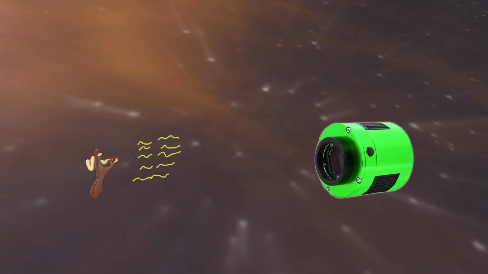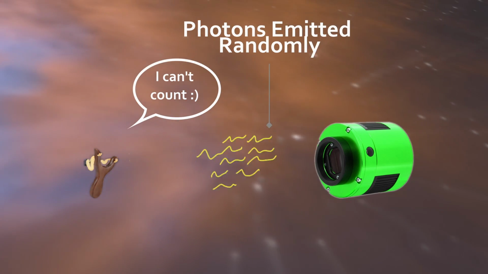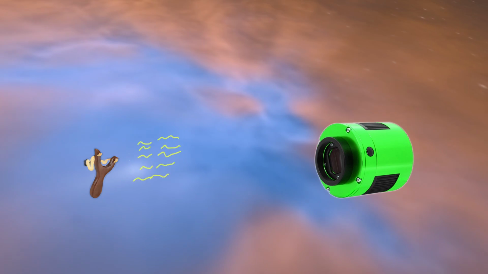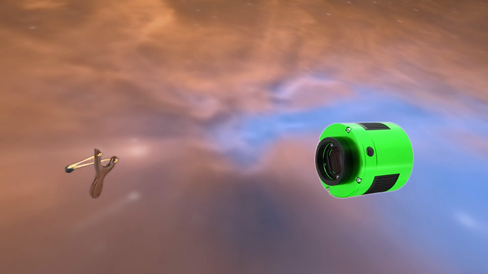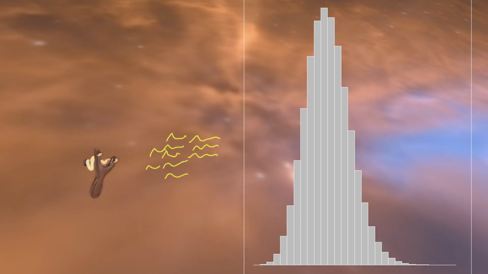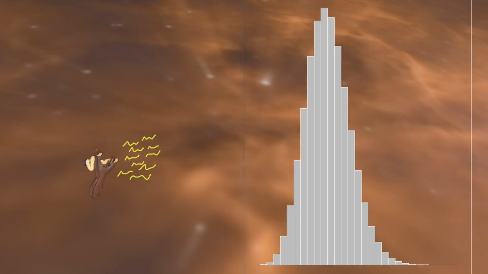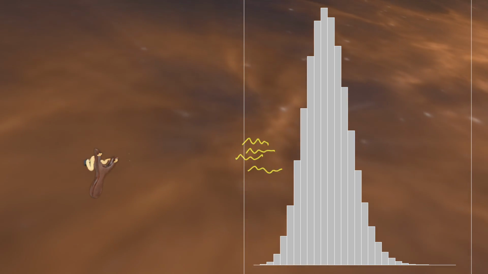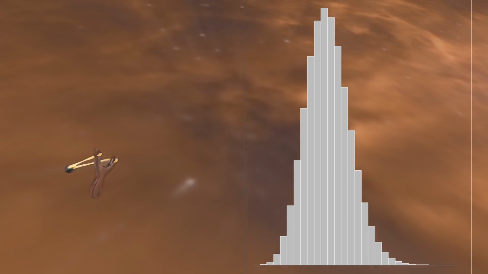As is an obvious fact that everyone knows, slingshots cannot count. So sometimes it'll send 5 photons at us, sometimes 10, and sometimes it's random. But on average, it comes out to 10.562. One way to think about signal-to-noise ratio in astrophotography is to take 1 million subframes and put things into a histogram. A histogram is just a graph that tells us how often you're getting different values.